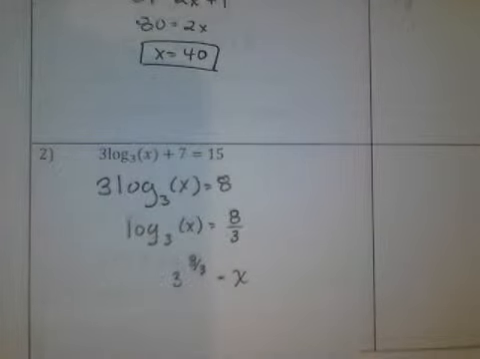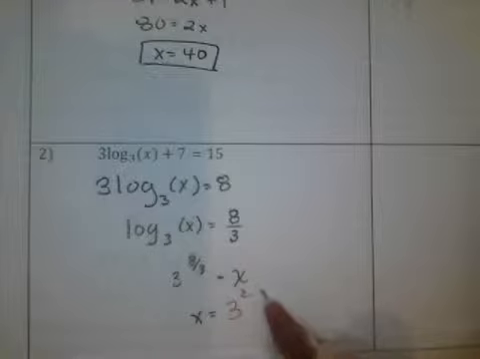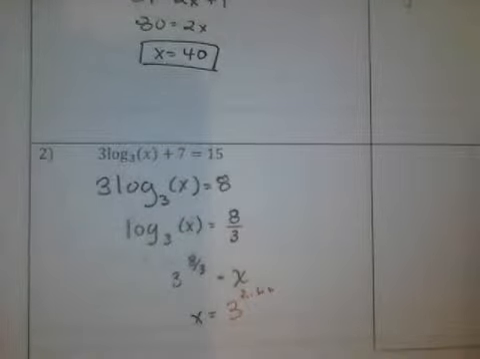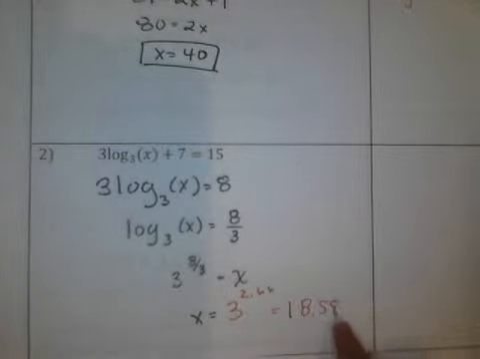And you can put this in a calculator in decimal form. So 8 divided by 3 is going to be about 2.666. So if we do 3 to the 2.66 power, you should see that you have an answer of 18.584.